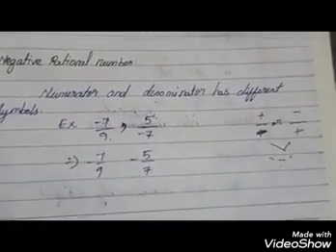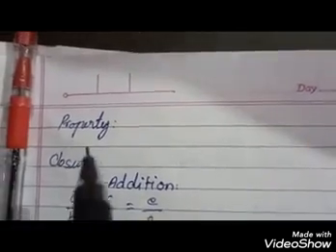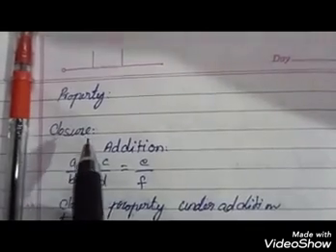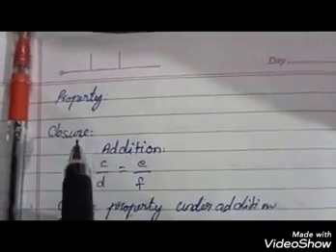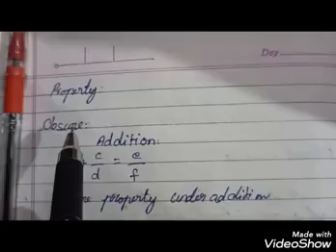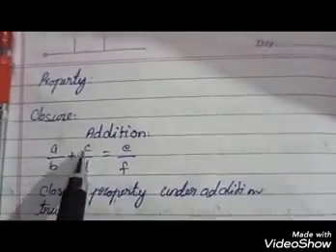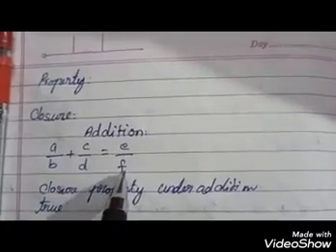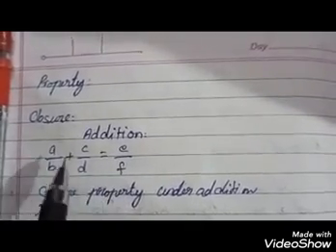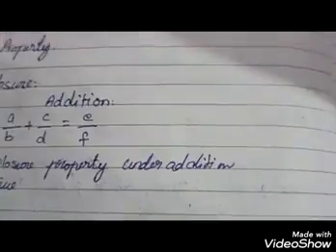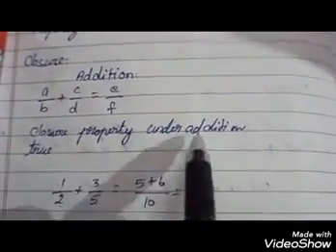Okay, next we move on to properties of rational numbers. The properties of rational numbers are closure, commutative and associative. First I take closure under addition. It can be a by b plus c by d equal to e by f. The meaning is that the sum of two rational numbers is always a rational number. So I conclude the closure property under addition is true.